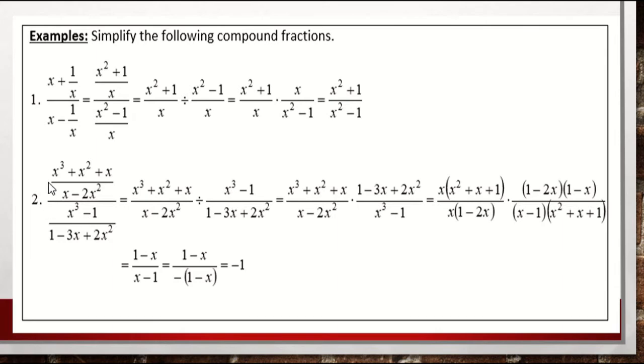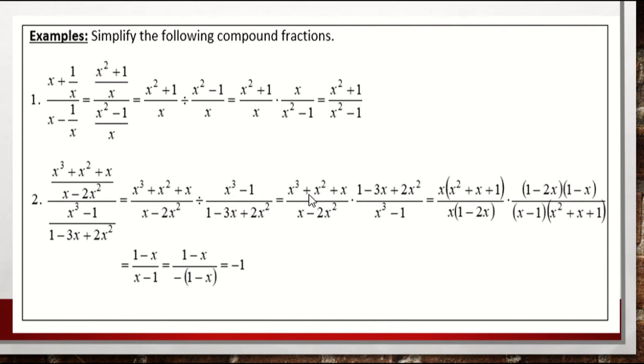Number 2, x cubed plus x squared plus x over x minus 2x squared all over x cubed minus 1 over 1 minus 3x plus 2x squared. Okay, so this fraction is very compound. We can write this using the division sign. So we multiply the dividend by the reciprocal of the divisor, so it becomes times. Observe that the numerator becomes the denominator. Okay. We multiply by the reciprocal of that.